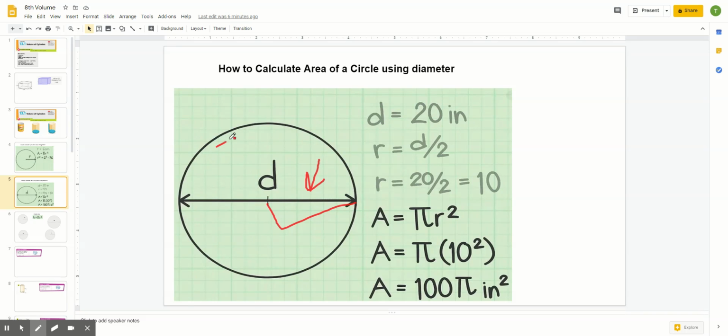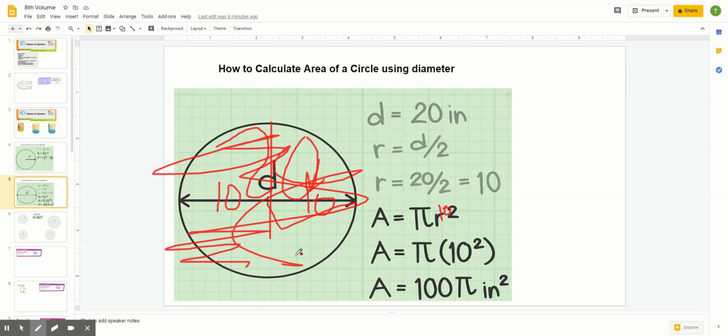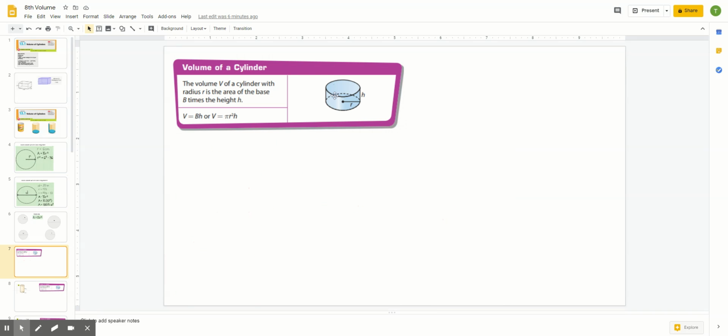So you see this example here. If I know my diameter is 20, I'm going to cut that in half, and now each of my segments is 10, right? So that's where it comes from. My radius is 10. 10 squared is 100. 100 times pi is my area of my circle. All right, so that's important because you are now going to use that when calculating your volume.